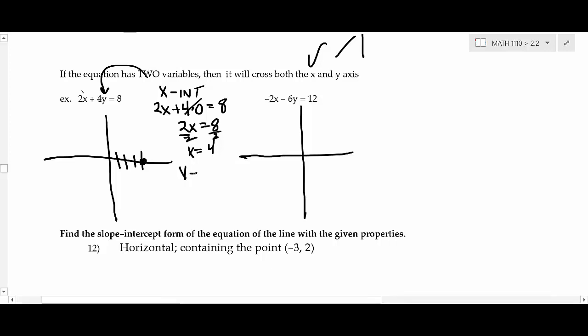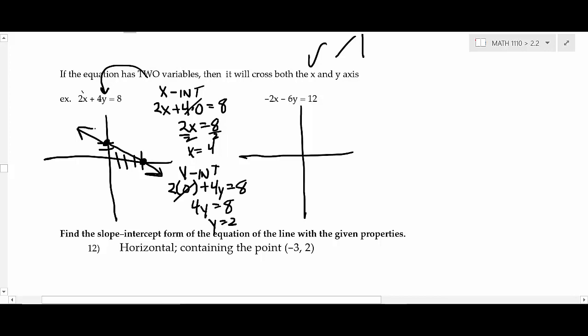The way you find a y-intercept is you replace x with 0. So if you go to find the y-intercept on this, you replace x with 0, leave y alone, and then you solve that equation. So that's going to give you 4y equals 8. Divide by 4, you can do that in your head, you'll get y equals 2. So what I'm trying to get you solid on is there's two variables. See, it touches both axes. And that's what forces that to slant like that.